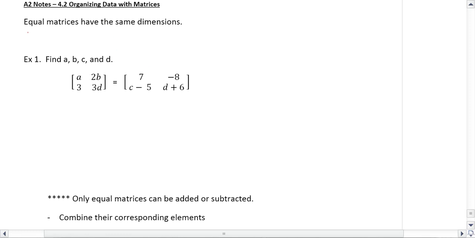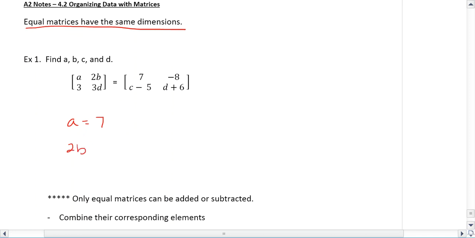First thing you need to know, equal matrices have exactly the same dimensions. And when that is the case, their corresponding elements are equal. So if you were given the fact that these two matrices are equal, could you find A, B, C, and D? Well, sure. This entry A is the same as this entry, which is 7.